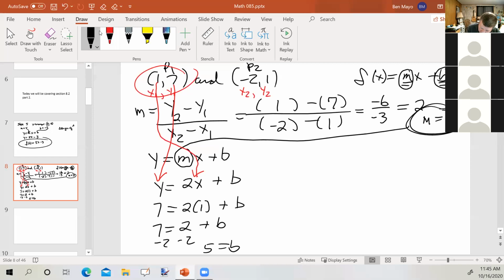I already have the slope. Now I have the y-intercept. So y equals 2x plus 5. But using function notation, f of x equals 2x plus 5.